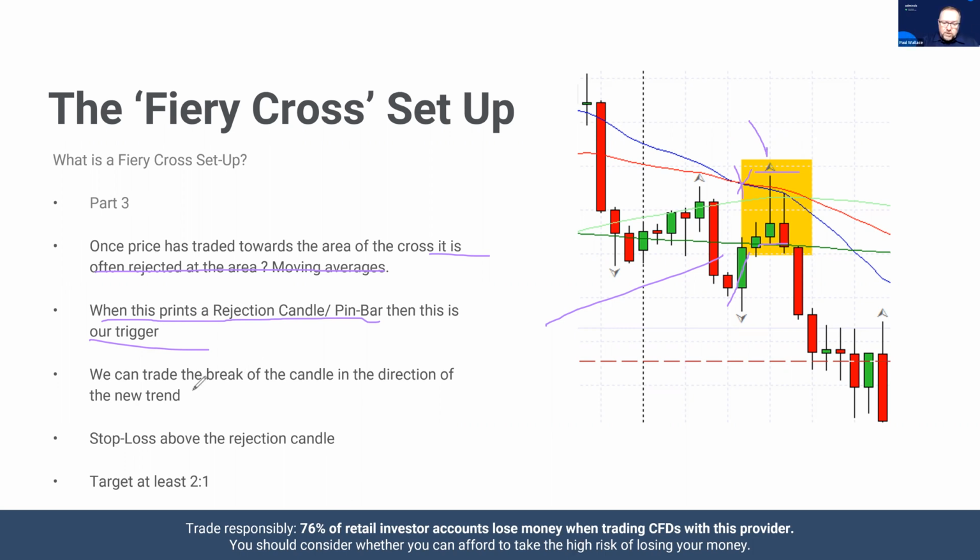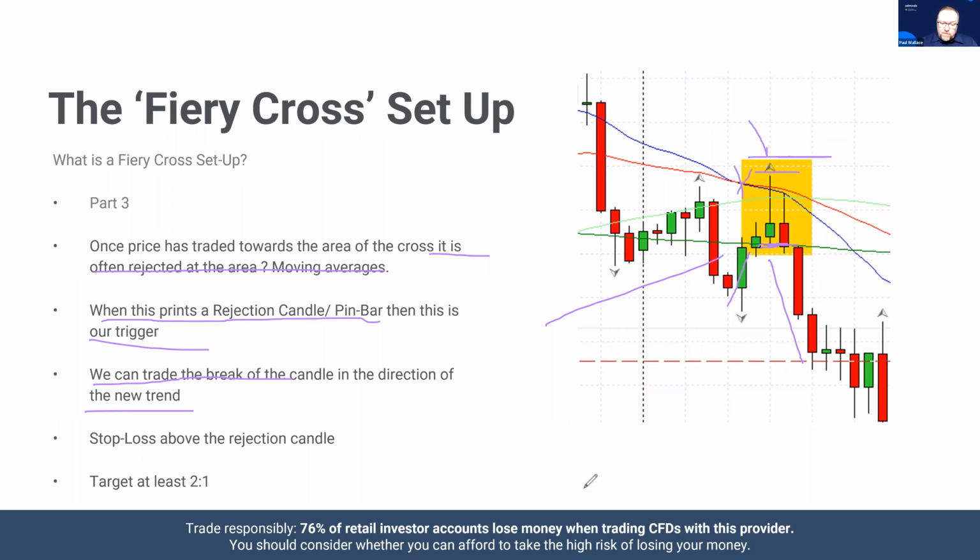For new traders, I'd suggest you trade the break of the rejection candle in the direction of the new trend. We know we want to be short. We have our stop loss above the rejection candle, and that will depend on your timeframe. If you're trading on a monthly or weekly chart, your stop loss is going to be a little bit further above the rejection candle. Whereas if you're trading a 30-minute candle, I would normally say just 2 pips plus the spread would be enough on a tighter timeframe.